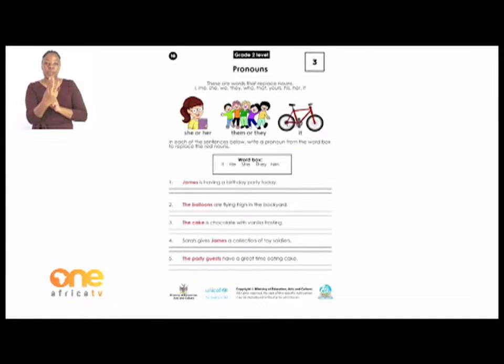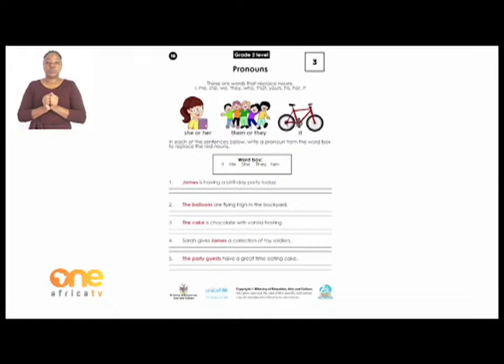Remember, when you're writing a sentence, you start with a capital letter and end with a full stop. Make sure that your sentence makes sense when you're using the word box so that you don't make any mistakes. And if you want to be super duper sure, can you please cross out the word you have used from the word box so that you don't use it again?